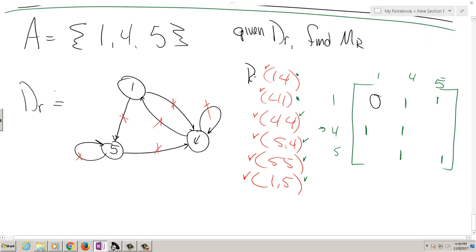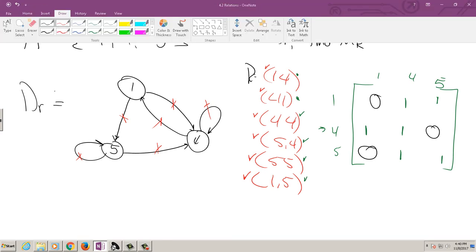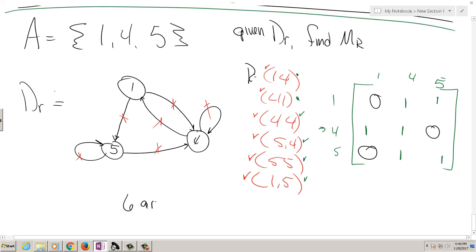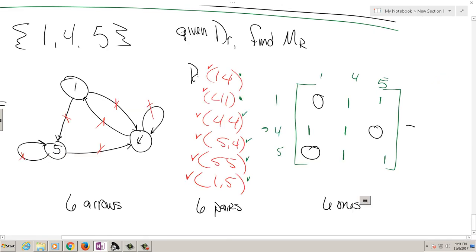So I'm going to fill in the zeros so that I have a full Boolean matrix. Once again, one of the ways that I can check is if I have 6 arrows, I should have 6 pairs, and I should have 6 ones. As always, I'm not guaranteeing that they're in the right place. I should probably double check my work just to make sure that they are in the right place. But this is the matrix of the relation that we had from this digraph.